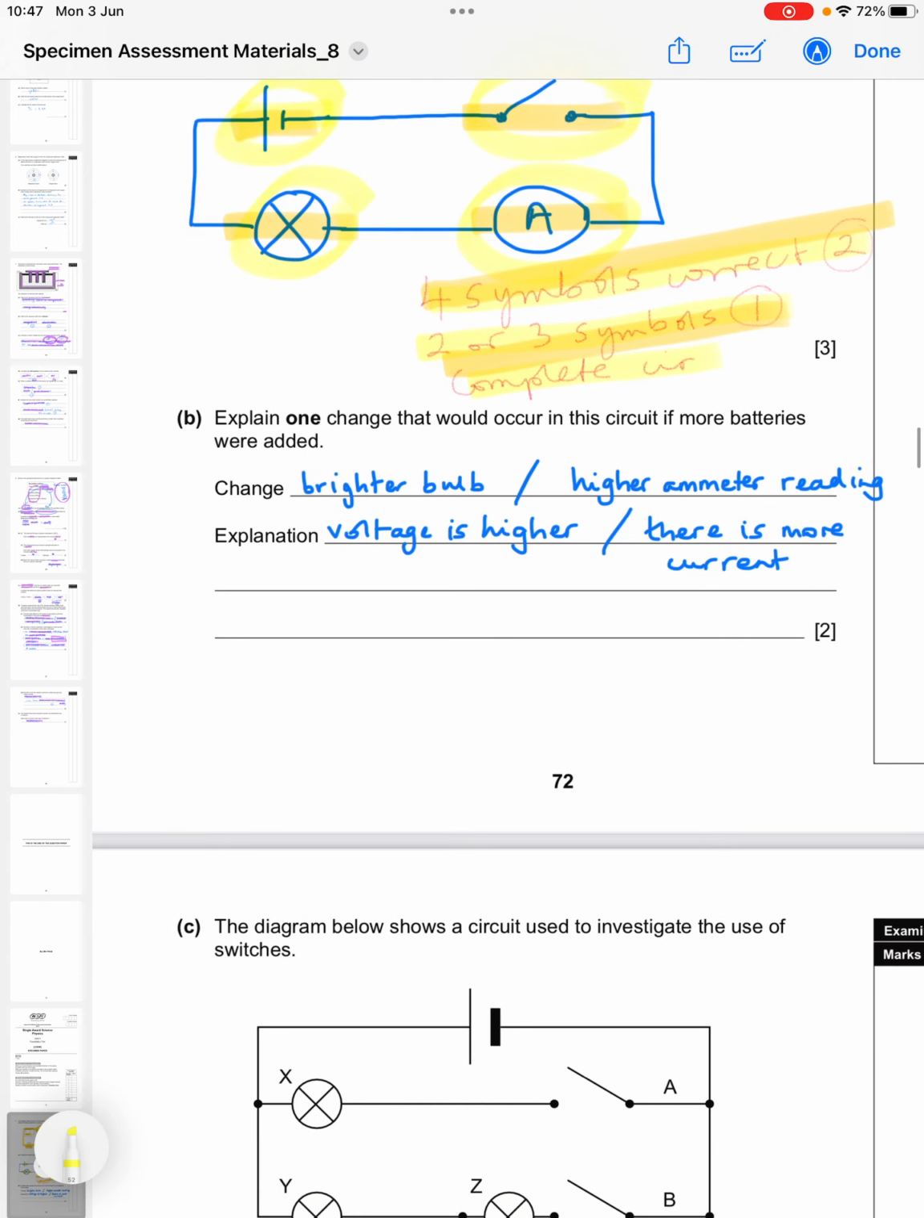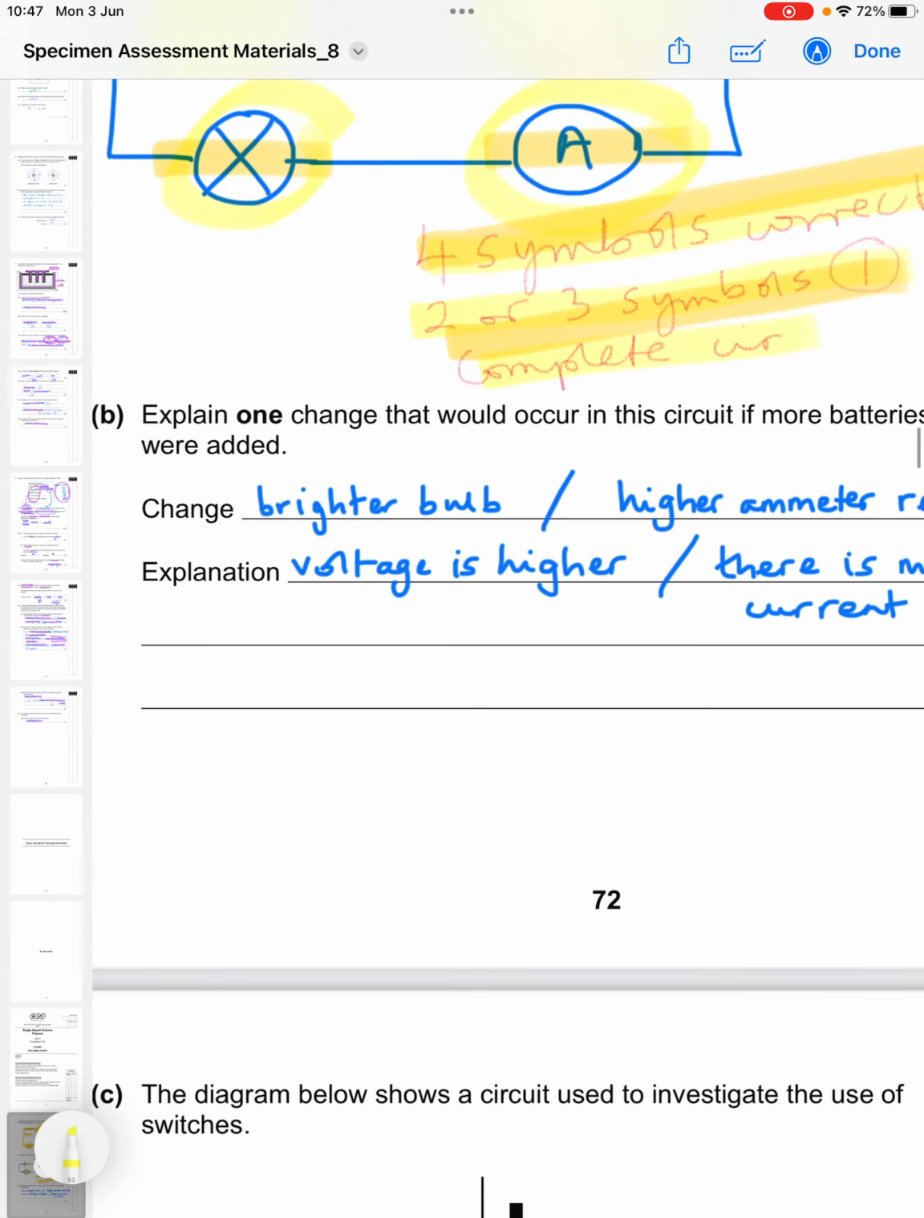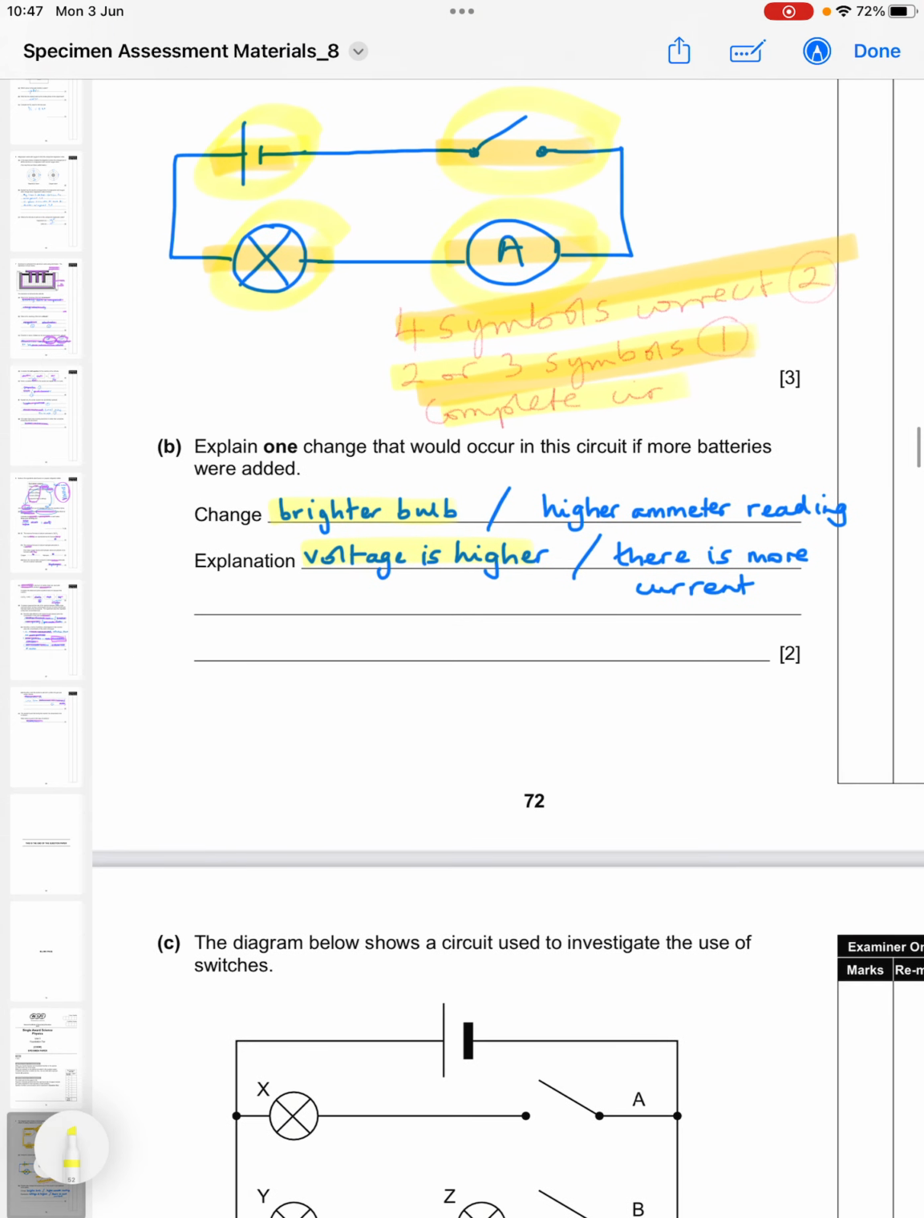Okay. So then explain one change that would occur in this circuit if more batteries were added. Because it's a series circuit, if you add more batteries, the bulb will get brighter because the voltage is higher. Or you could say the ammeter reading would be higher because there's more current.